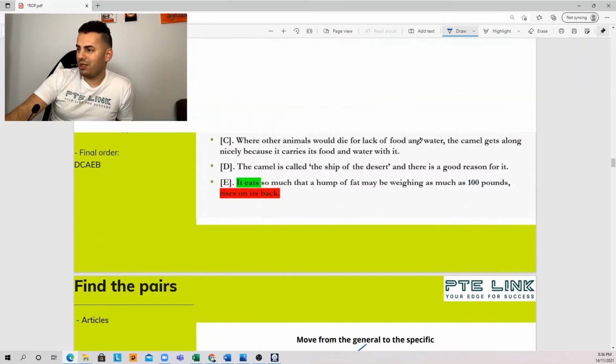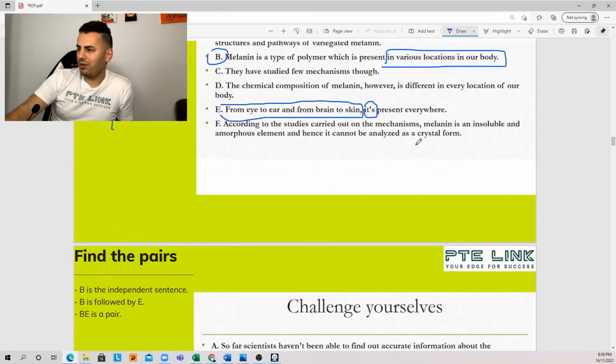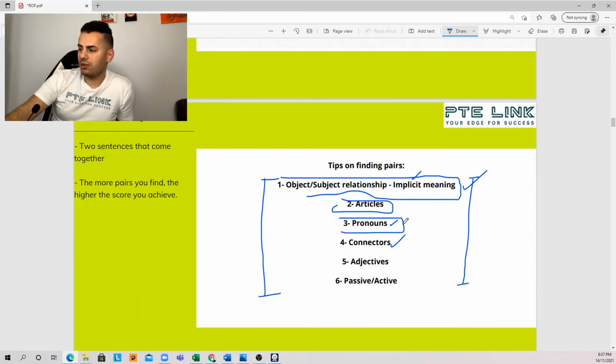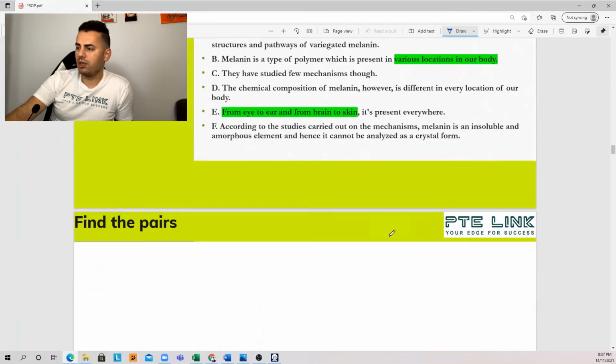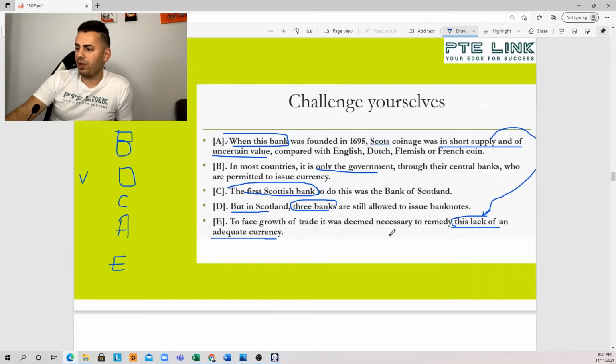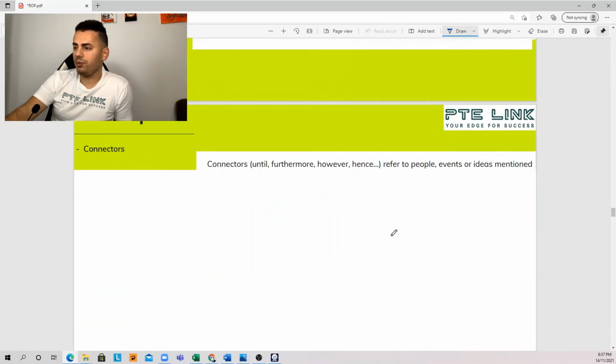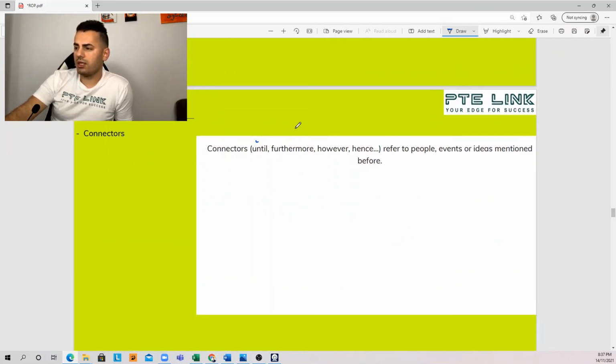What do we have else? We do have another tip here, which is the connectors. This is a very, very important tip. Connectors and discourse markers and all those parts of speech could be employed to find some pairs. Connectors such as until, furthermore, however, hence refer to people, events, or ideas mentioned before.